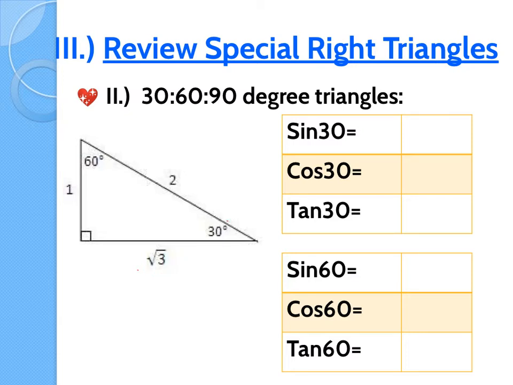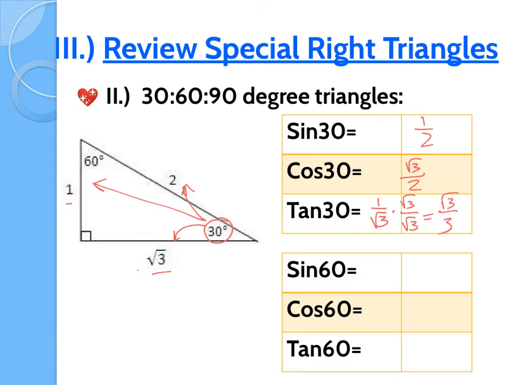So when I'm looking at sine of 30, I'm going to go to my angle, and I want to do opposite over hypotenuse, so it's going to be 1/2. Cosine is adjacent over hypotenuse, so square root of 3 over 2. And tangent is opposite over adjacent, which is 1 over the square root of 3, which needs to get rationalized and become the square root of 3 over 3.